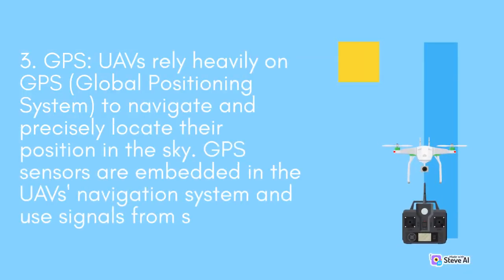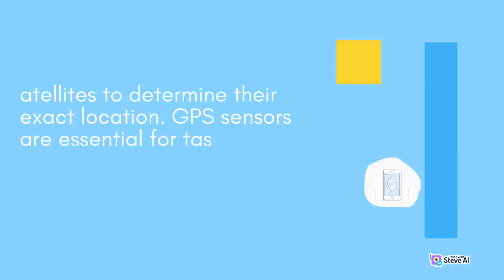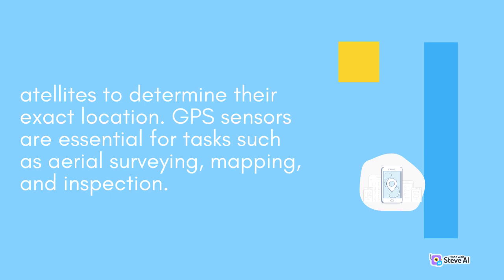3. GPS. UAVs rely heavily on GPS, Global Positioning System, to navigate and precisely locate their position in the sky. GPS sensors are embedded in the UAV's navigation system and use signals from satellites to determine their exact location. GPS sensors are essential for tasks such as aerial surveying, mapping, and inspection.